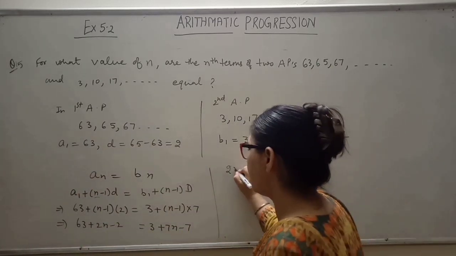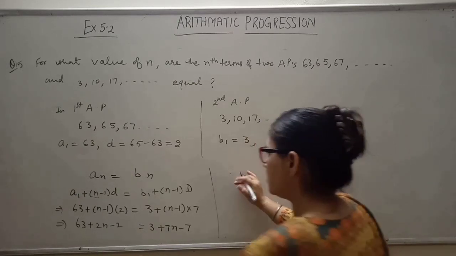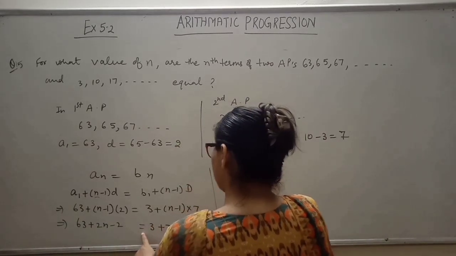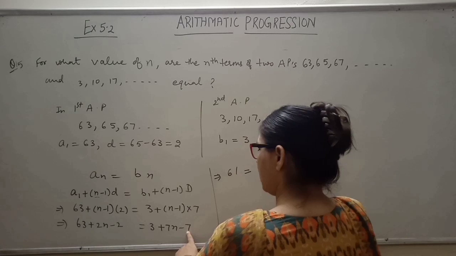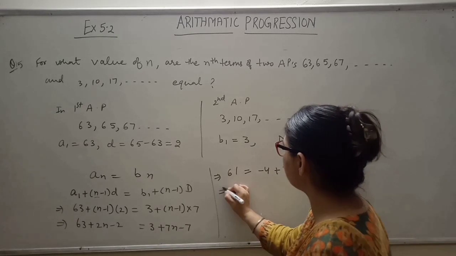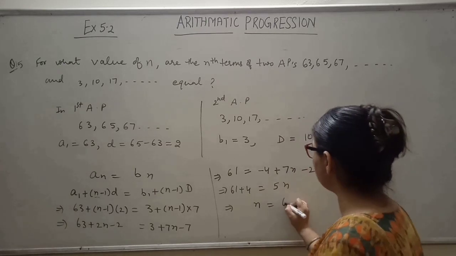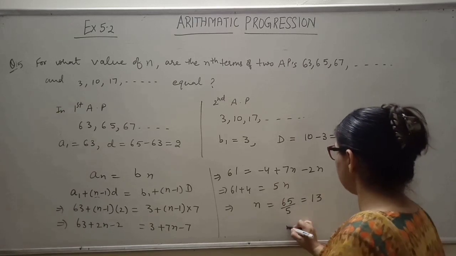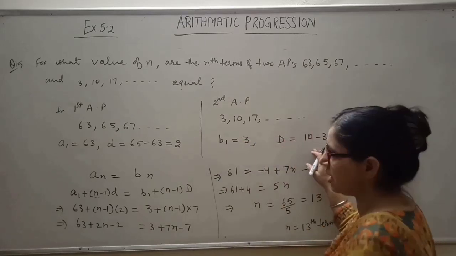This is 2N minus 7N is equal to, इसको ऐसा कीजिए, 63 minus 2 is 61, and this is equal to 3 minus 7 is minus 4 plus 7N minus this 2N. Okay, so this will shift to this side. 61 plus 4 is equal to 5N. So this implies N is equal to 65 by 5. This is N is equal to 13. The 13th term of both of these APs will be the same. You can try it.